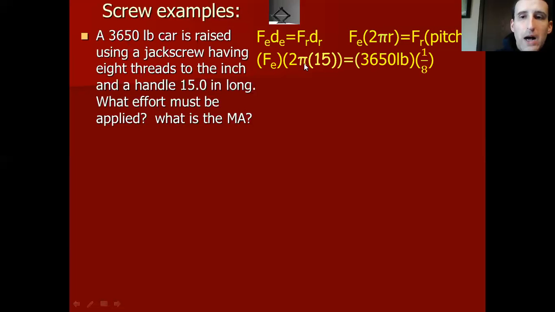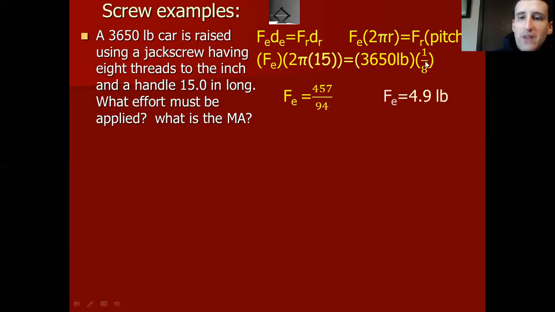So we have 2 pi times that radius in inches, and we don't know what the human force is going to be yet. And then on the other side, we know the weight of the car, very large, right? 3,650 pounds. And the pitch is just 1/8 of an inch, 1 divided by 8, 0.125. But I put it in there as the fraction for now. So this is all a number, and this is all a number except for F_E. So we can now proceed with our favorite game in town, which is algebra, of course.